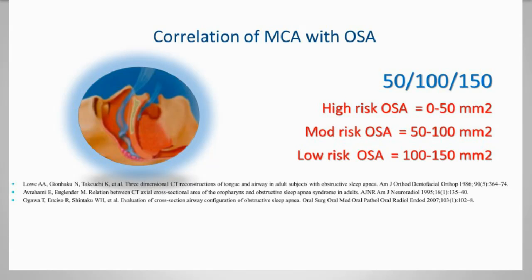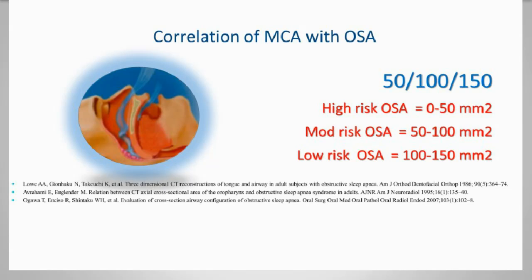When the MCA is between 0 and 50 millimeters squared, that puts the patient at high risk for obstructive sleep apnea. When the MCA is between 50 and 100 millimeters squared, that gives us a moderate risk for OSA, and between 100 and 150 is considered a low risk. So what appears to be a safe number is anything above 150 millimeters. So that's just kind of a gross marker that we look at on patients to understand the risk factor that they are in for sleep apnea.